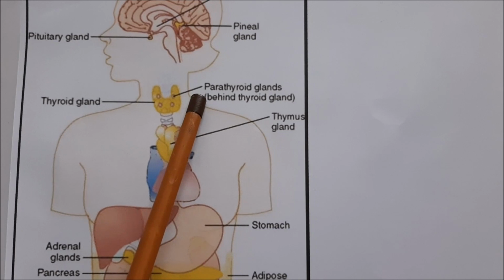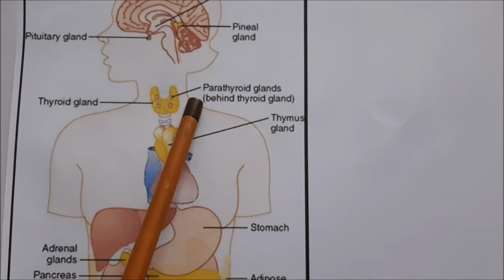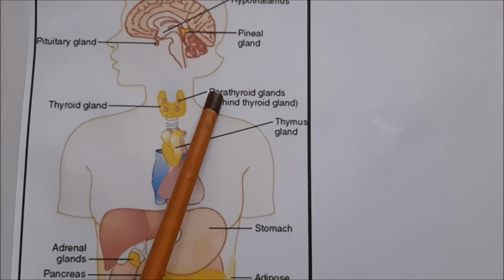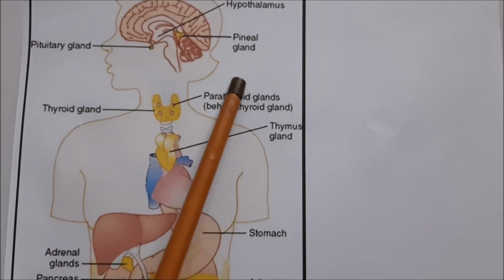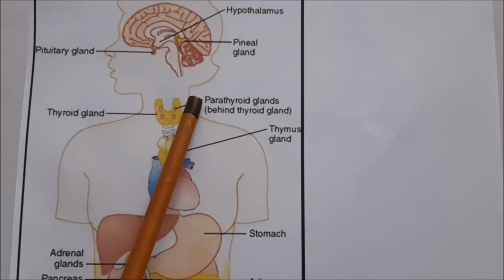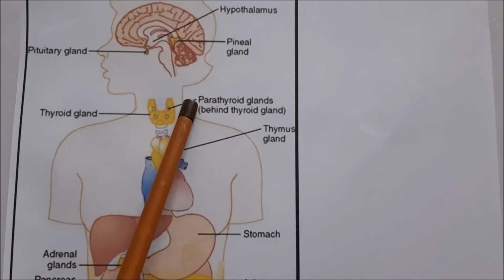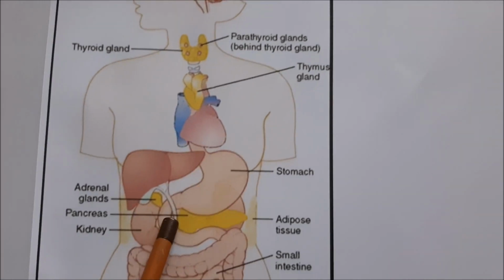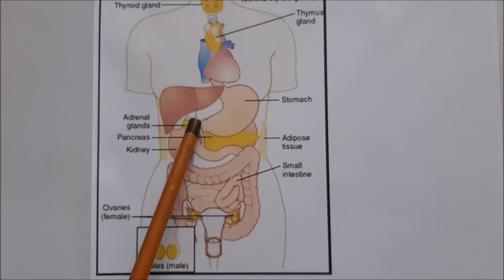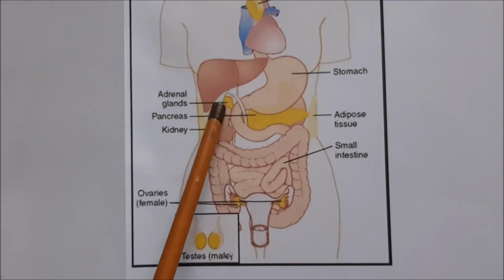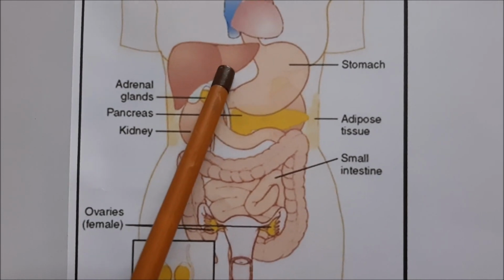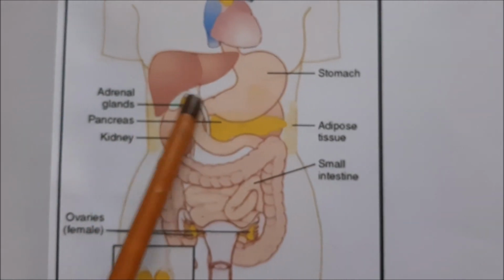Now come to the parathyroid gland. The parathyroid gland hormone is called parathormone. Chemically, it is also a peptide. The main function of parathormone is to help in homeostasis of calcium and phosphate. Now come to the adrenal cortex. The adrenal cortex has two types of hormones, one is mineralocorticoids, another is glucocorticoids. The main mineralocorticoid hormone is cortisol.